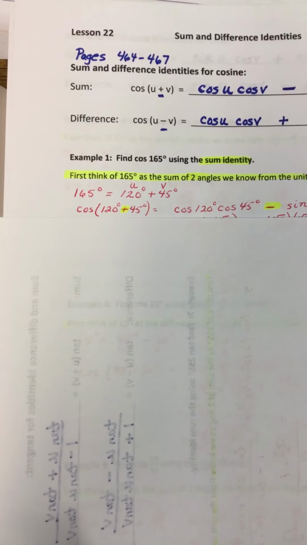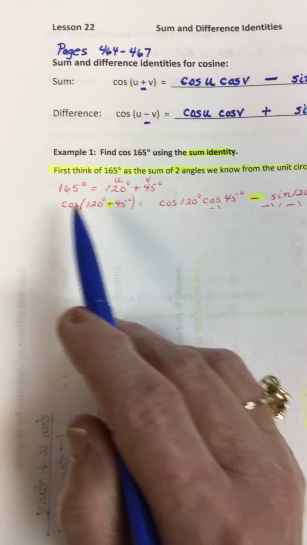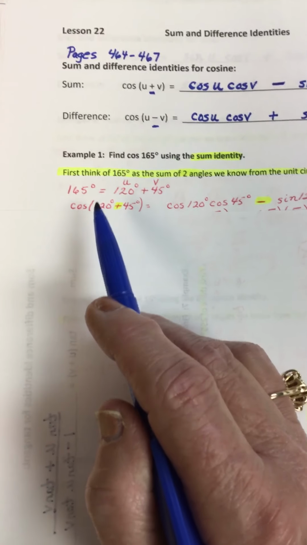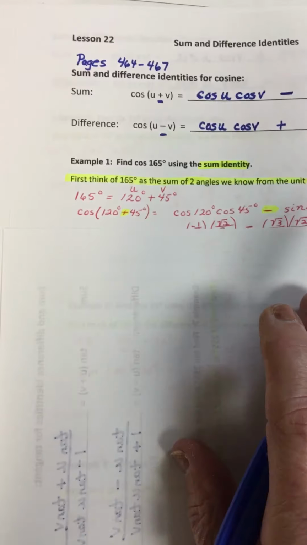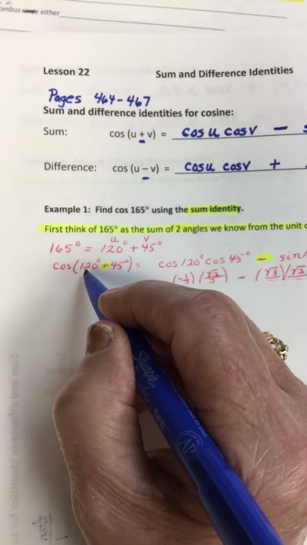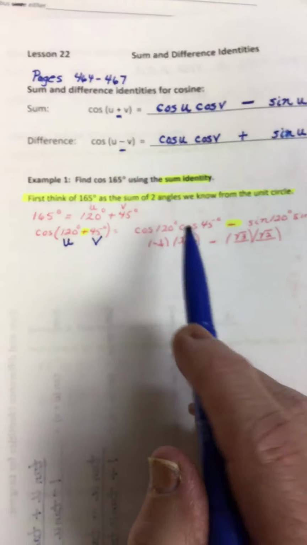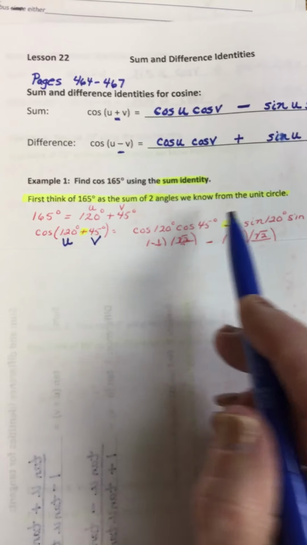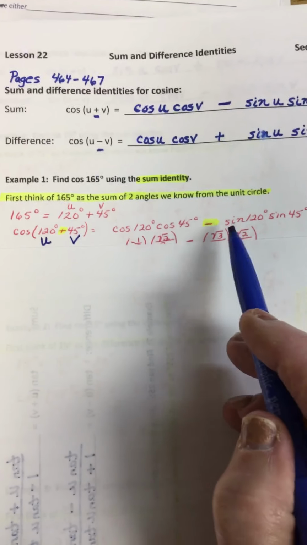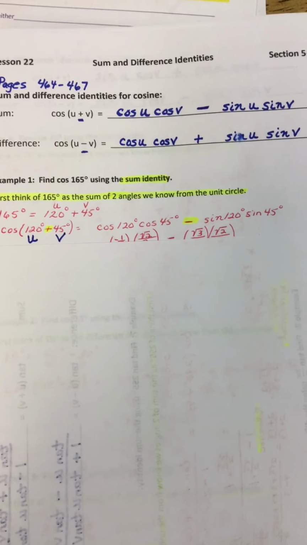All right, so I'm going to go back up here and look at my rule. I'm trying to find the cosine, and I'm thinking of 165 now as 120 plus 45. So I go up there, and you have to understand that this is my U angle, this is my V angle. So the cosine of the first one times the cosine of the second angle minus the sine of the first angle times the sine of the second angle.